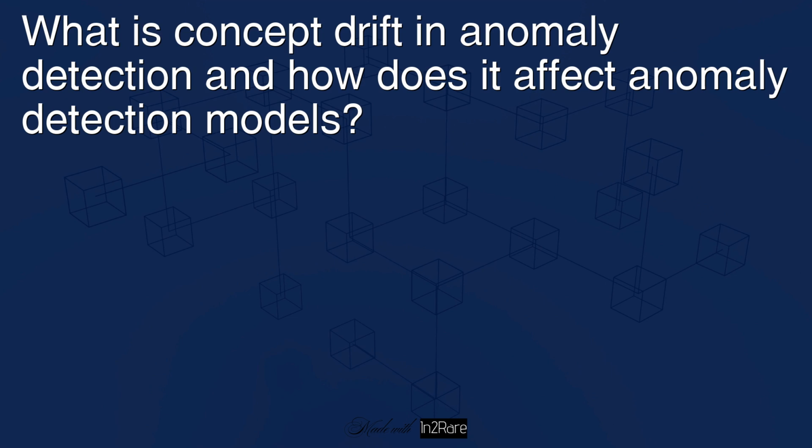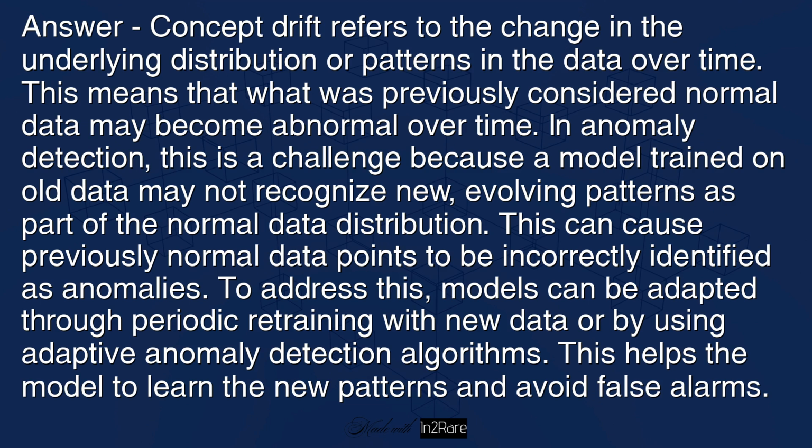What is concept drift in anomaly detection, and how does it affect anomaly detection models? Answer: concept drift refers to the change in the underlying distribution or patterns in the data over time. This means that what was previously considered normal data may become abnormal over time.